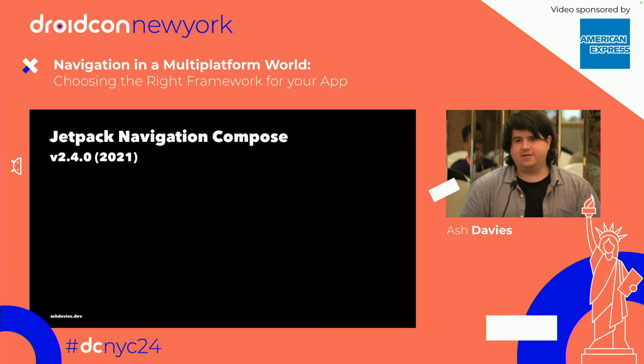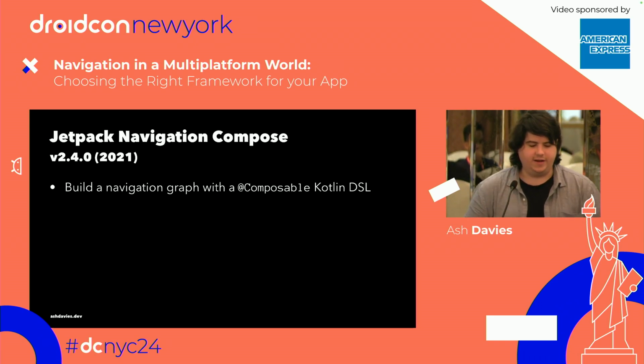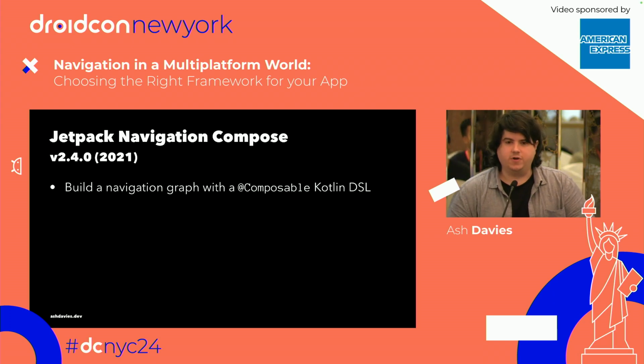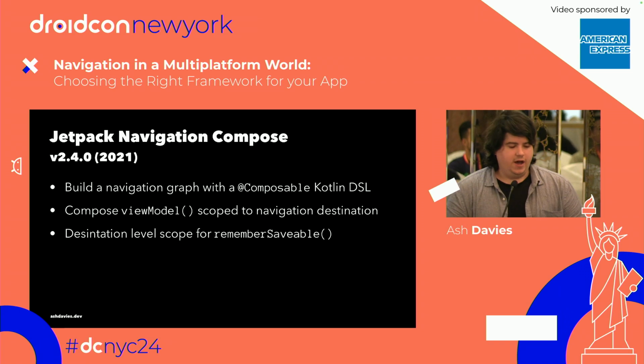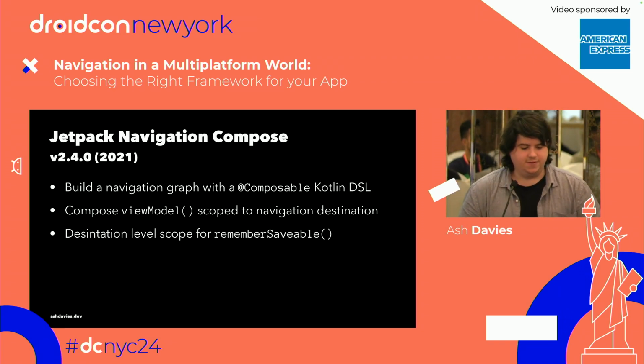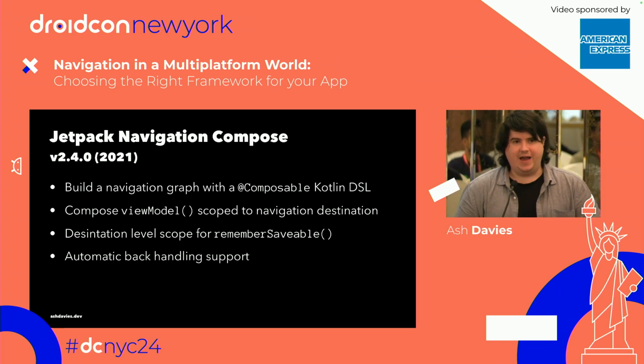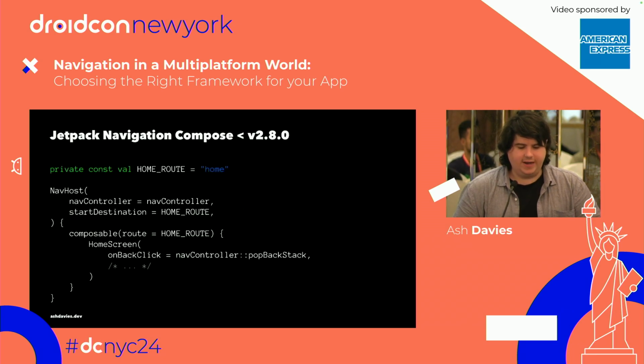And in response to this, a little bit later on, the Jetpack team continued development of Navigation for Compose, adopting some preliminary Compose support: things like being able to build a navigation graph with a composable Kotlin DSL, composable view models scoped to the navigation destination, using destination-level scope for rememberSaveable, and automatic back handling support. And it looked a little bit like this. The NavHost composable DSL with creation of screens, simple hierarchy, no real separation of concerns. It's fine for simple apps, but it doesn't really scale all that well.